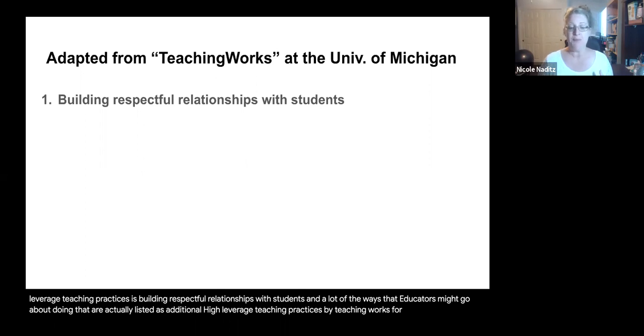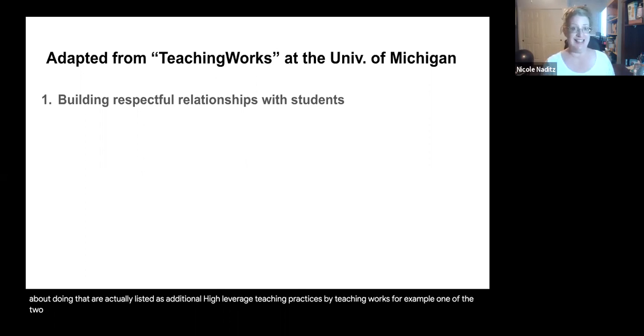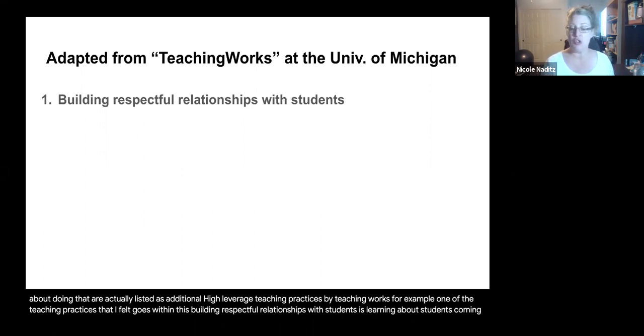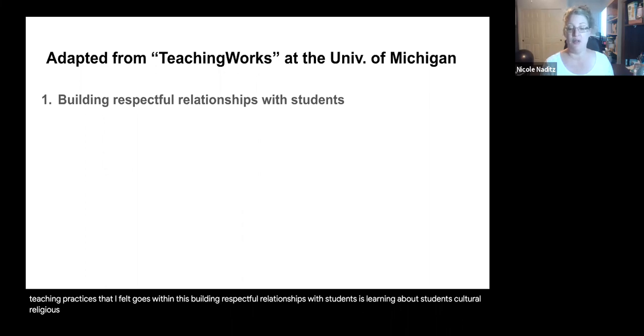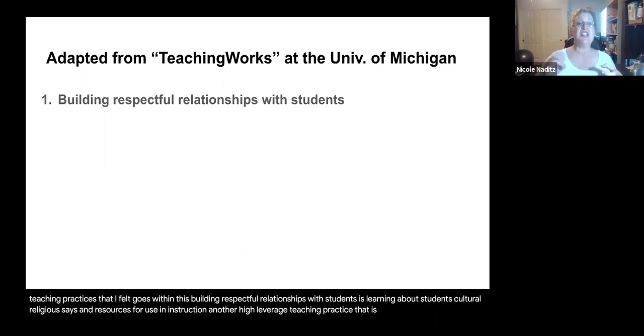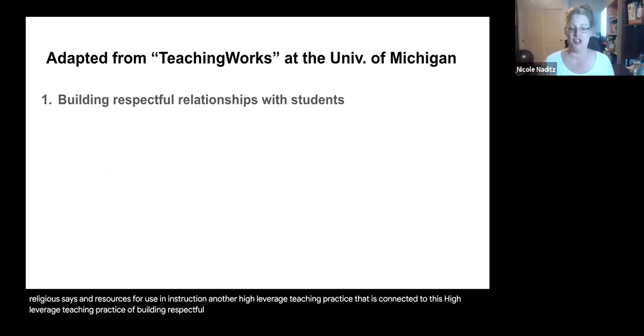For example, one of the teaching practices that I felt goes within building respectful relationships with students is learning about students' cultural, religious, family, intellectual, and personal experiences and resources for use in instruction. Another high leverage teaching practice that is connected to building respectful relationships with students is specifying and reinforcing productive student behaviors.